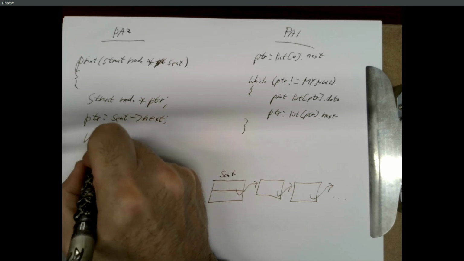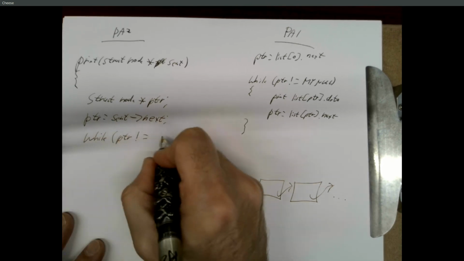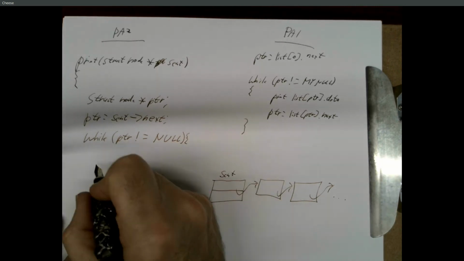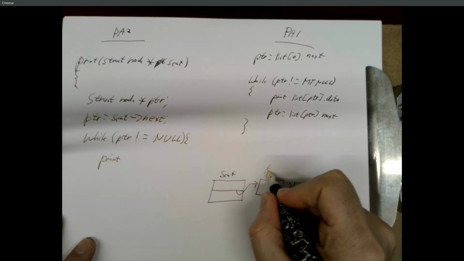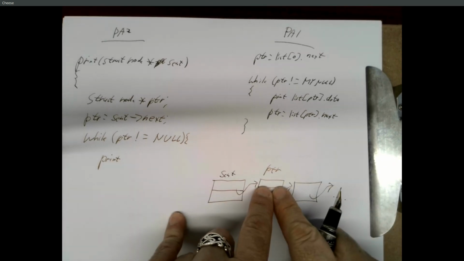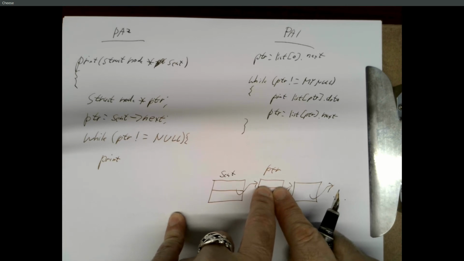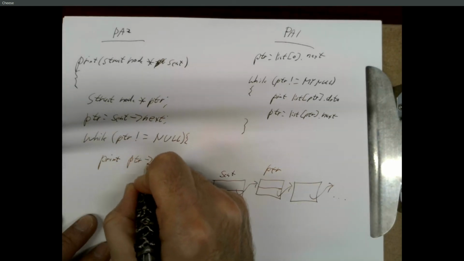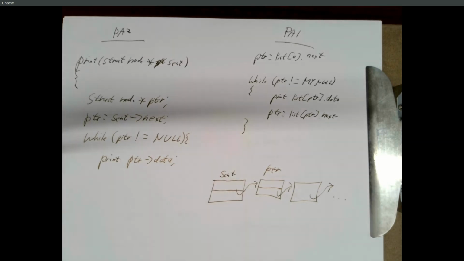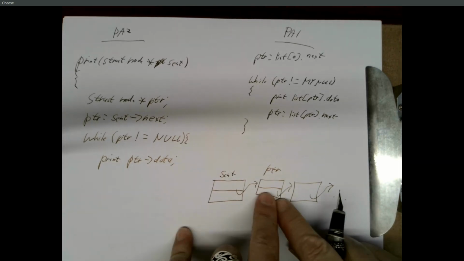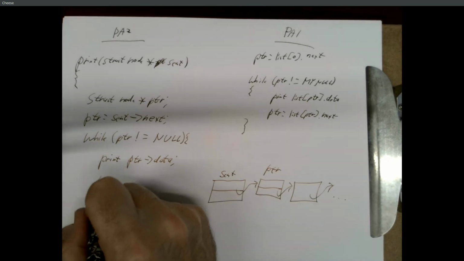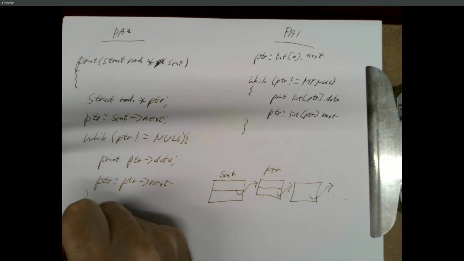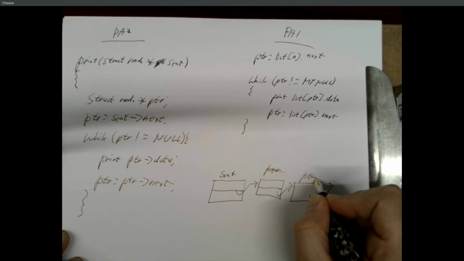And then while pointer is not equal to null, so PTR is here right now. We want to print out the value of the data field. What is that? Yeah, PTR arrow data. And then we want to change PTR to be whatever's in the next field of PTR. PTR equals PTR arrow next. And on and on.